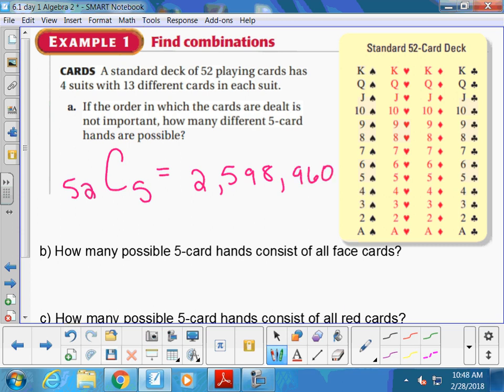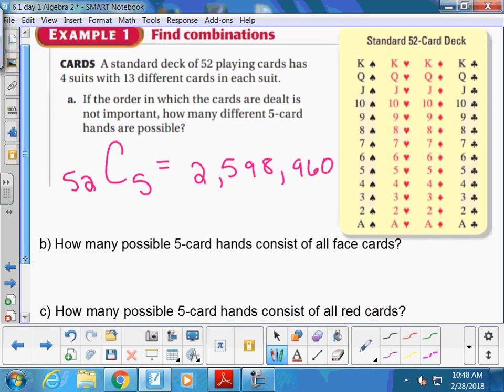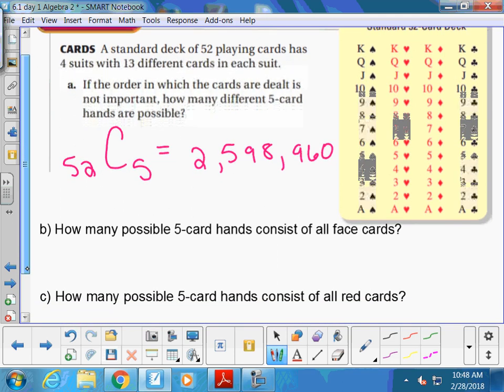How many possible 5-card hands would consist of all face cards? What you need to determine is how many face cards are in the deck, and then choose your 5 from them. Do you know how many face cards are in the deck? 12. The 4 kings, the 4 queens, and the 4 jacks. So from the 12 face cards, we would need to choose our 5. And that would be our answer. 792.